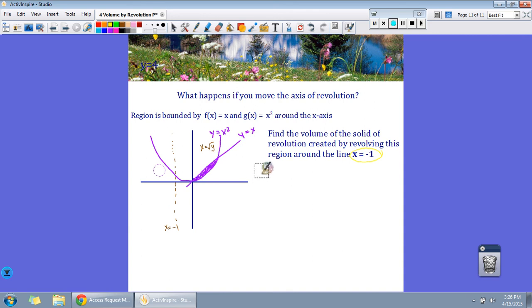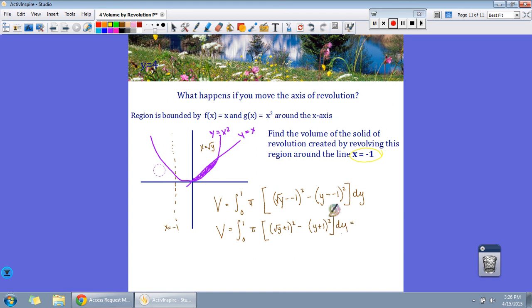So we're going to integrate from 0 to 1 pi, and then our outer radius from -1 is going to be the square root of y minus the axis of revolution, squared, minus the inner function, which is y, minus the axis of revolution, squared. And then we just integrate in the calculator and get pi over 2.